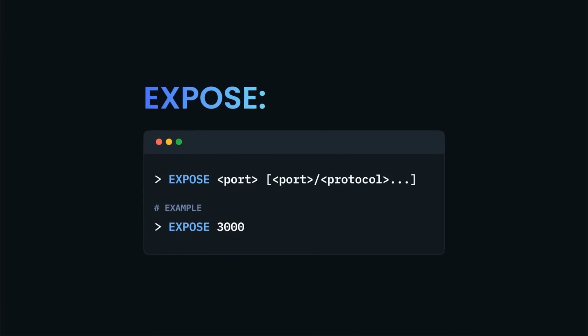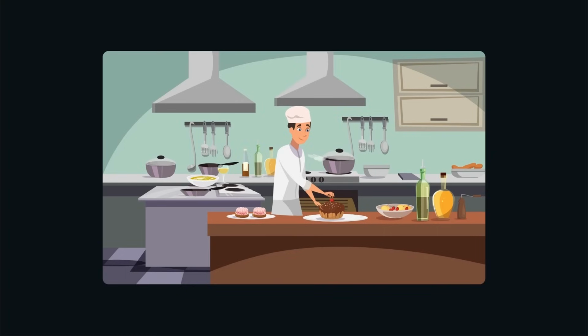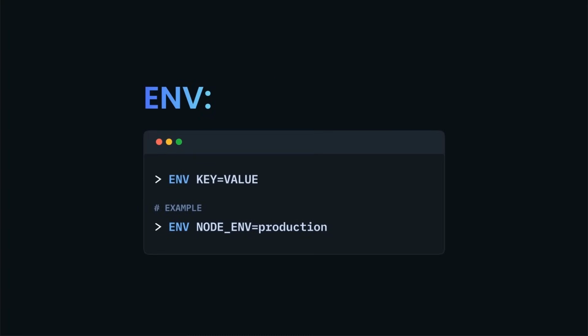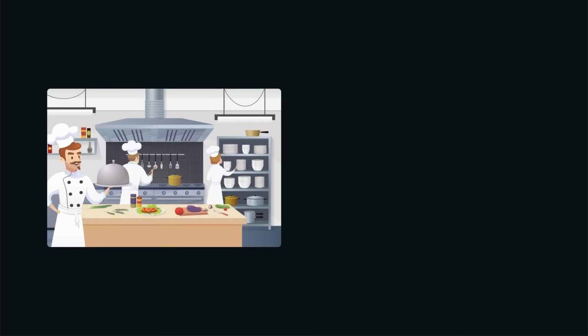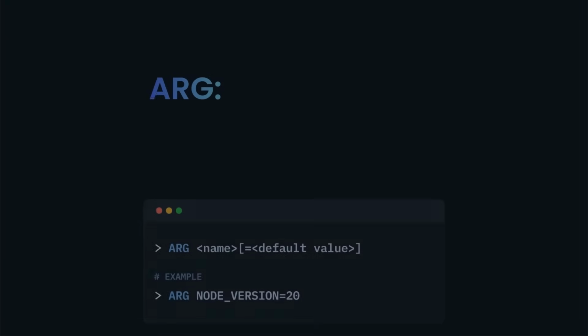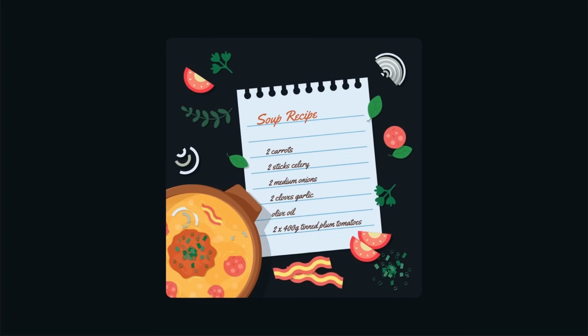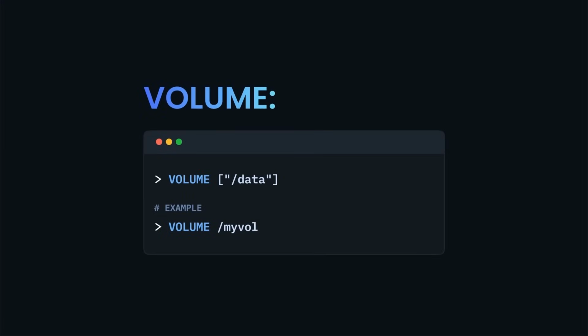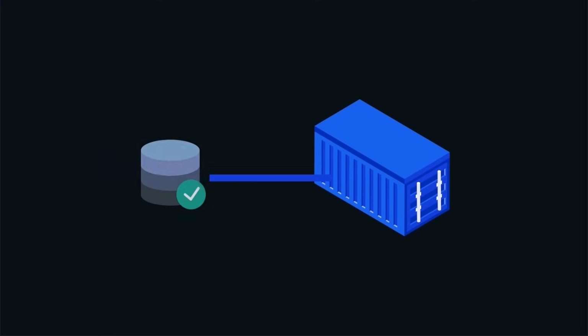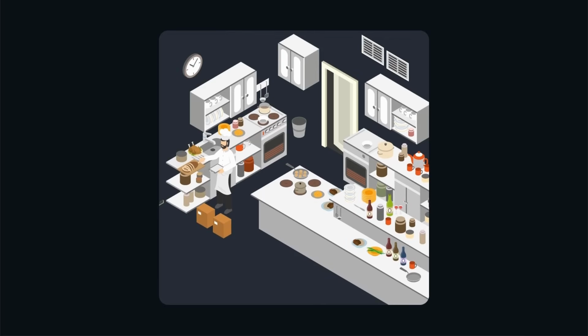EXPOSE informs Docker that the container will listen on specified network ports at runtime. It's like saying, I'm going to use this specific part of the kitchen to serve the food. ENV sets environment variables during the build process. You can think of that as setting the kitchen environment, such as deciding whether it's a busy restaurant or a quiet home kitchen. ARG defines build time variables. It's like having a note that you can change before you start cooking, like deciding if you want to use fresh or frozen ingredients. VOLUME creates a mount point for externally mounted volumes, essentially specifying a location inside your container where you can connect external storage. It's like leaving a designated space in your kitchen for someone to bring in extra supplies if needed.